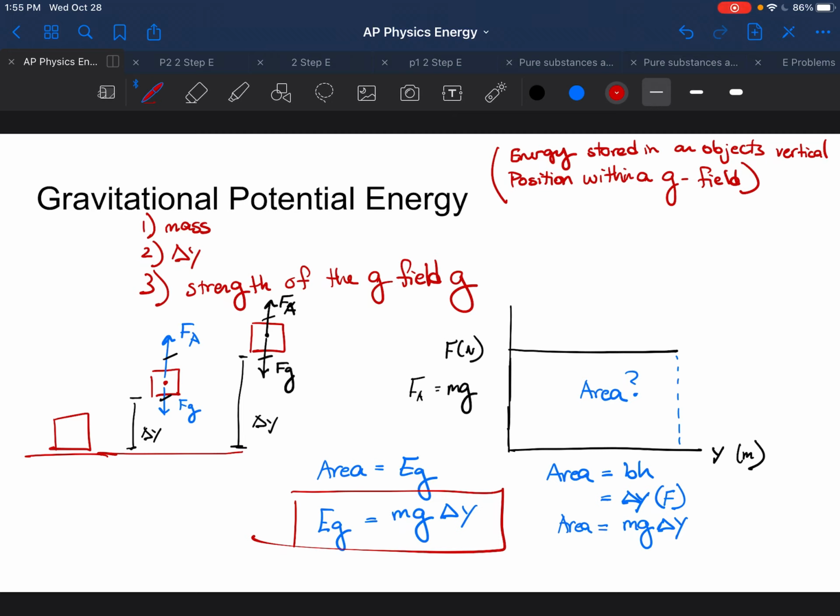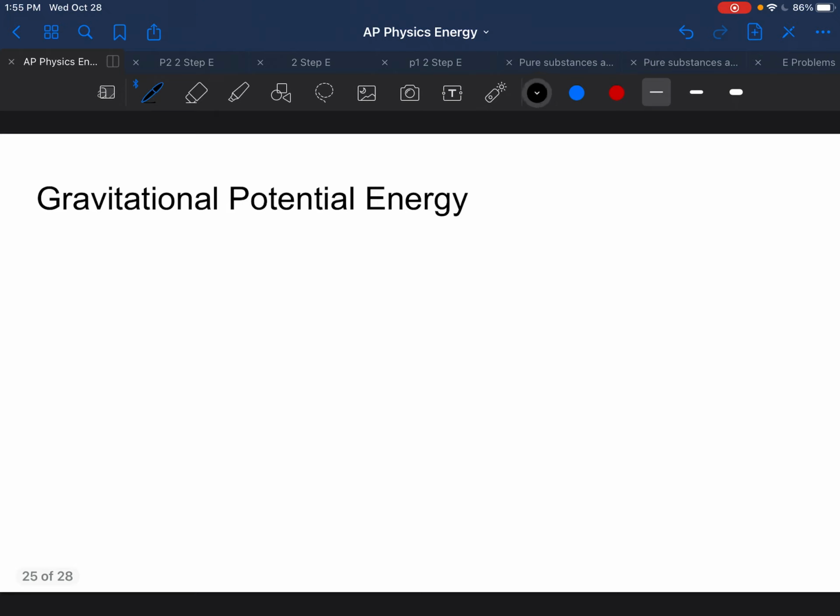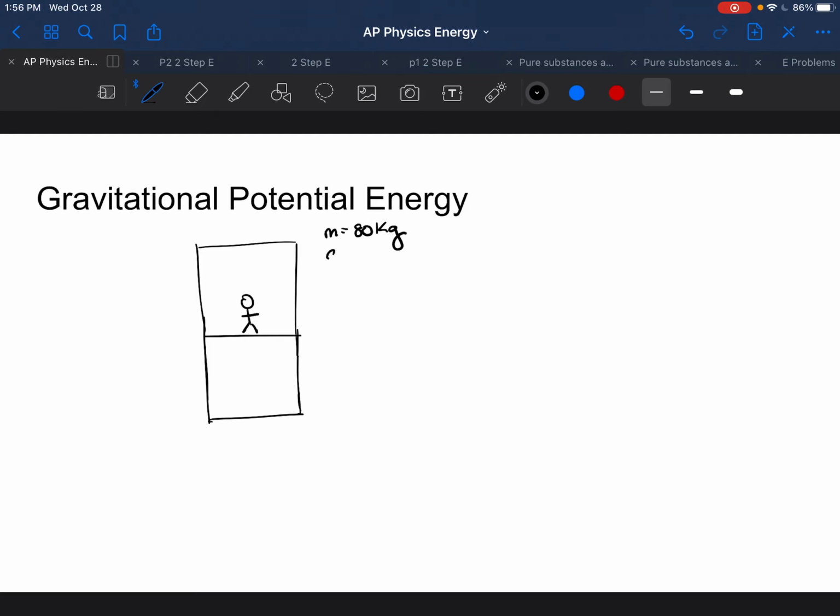Now, something I do want to clarify here is that this delta y is taken in reference to a point. So, for example, let's say, as I shoot this video, I am on the second floor of the STEM building. Let's say I have a mass of 80 kilos, and we're going to use g as 10 newtons per kilogram. So I can set where I want my reference point to be anywhere.